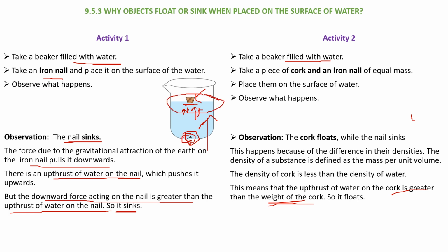Here the buoyant force is very, very small because it is acting upon a smaller area, right? So this means that the upthrust of the water on the cork is greater than the weight of the cork. So it floats. Very clear, right?